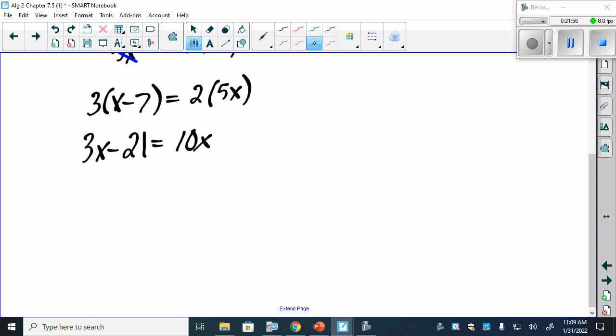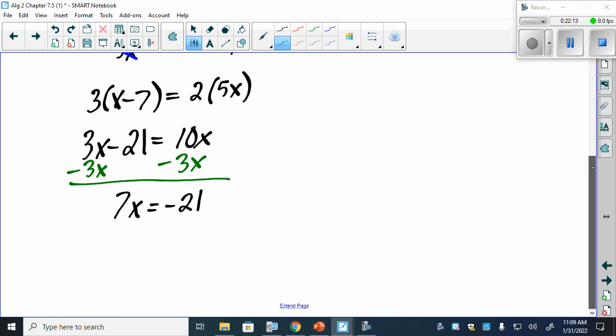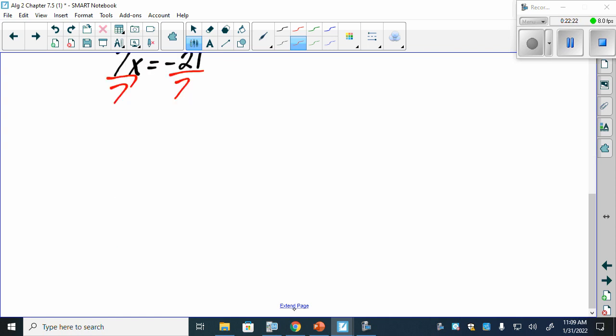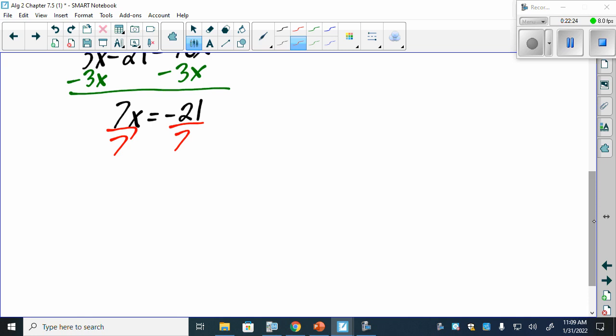Well, now we just need to solve for the value of x, which means we can do what first? We can subtract 3x from both sides, which tells us that 7x is equal to negative 21. And last but not least, we can divide both sides by 7, telling us x is equal to negative 3. And again, that's not one of our restrictions, but that's all we need to do on this one.